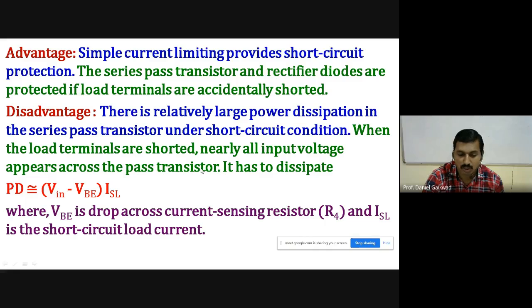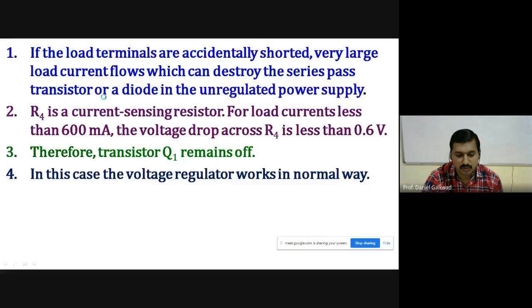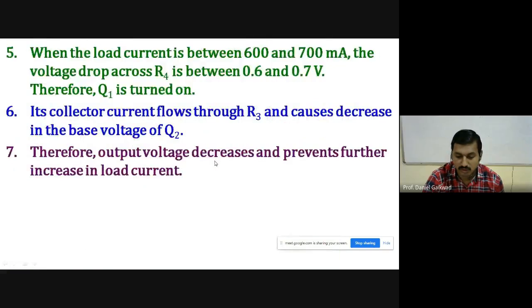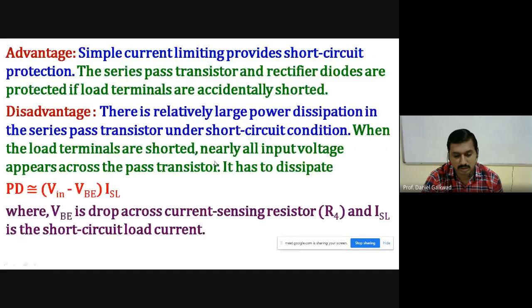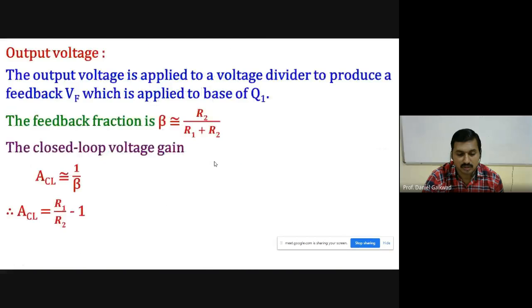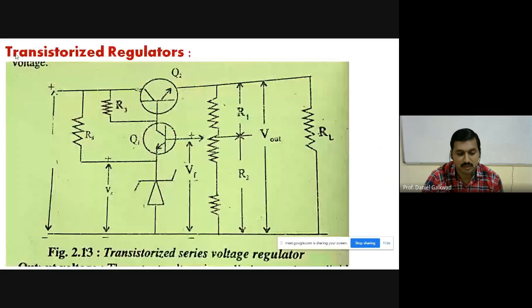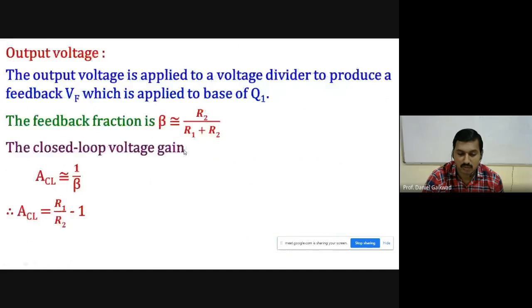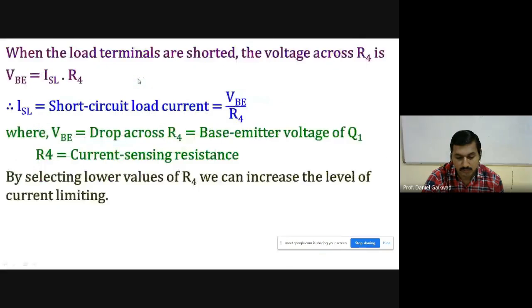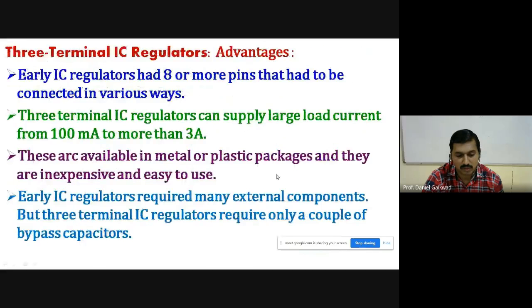Accordingly, the disadvantage is the power loss, as power has to be dissipated across the series pass transistor in case of current limiting in a series regulator. Okay, so these are the two topics. In the examination there may be one of the two, the transistorized regulator or the series regulator. Check carefully: the transistorized regulator, or the important question number two, current limiting in series regulator. Both questions are important.